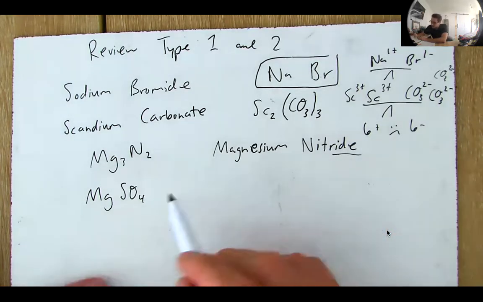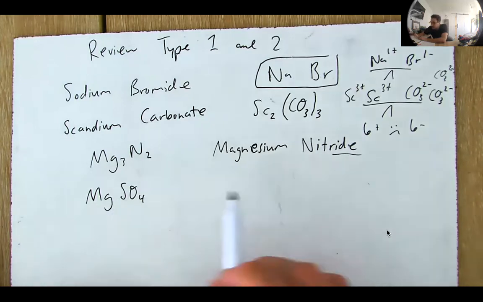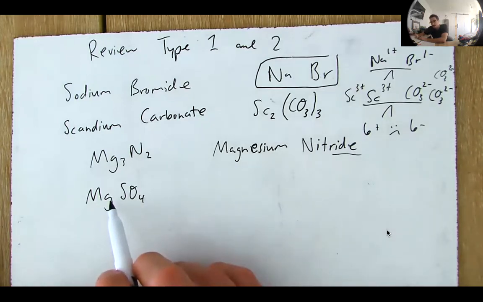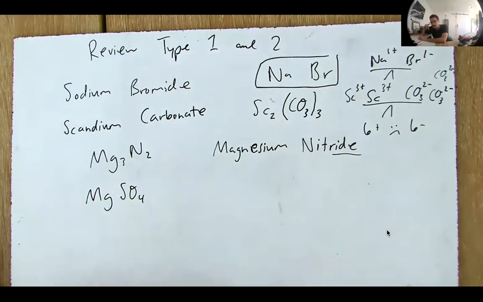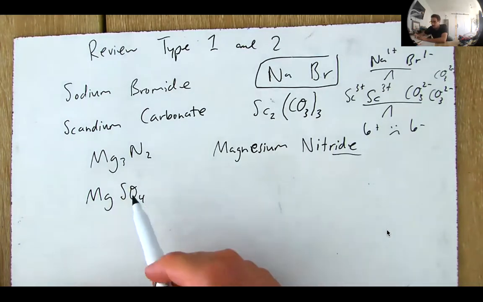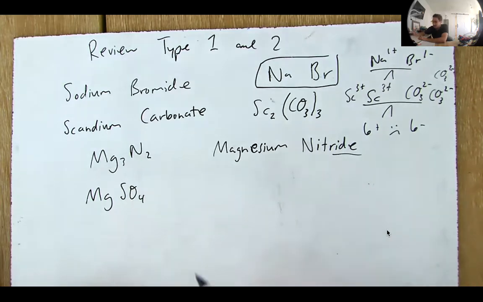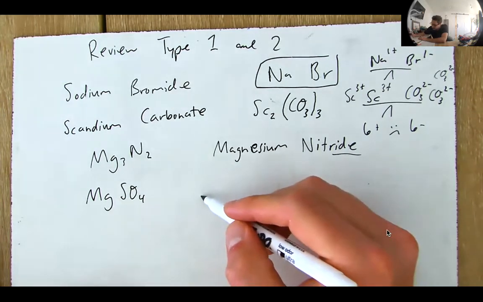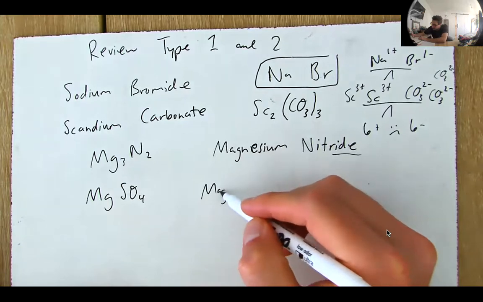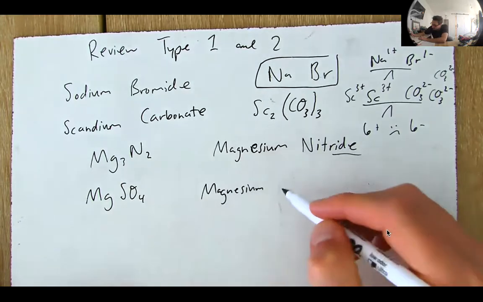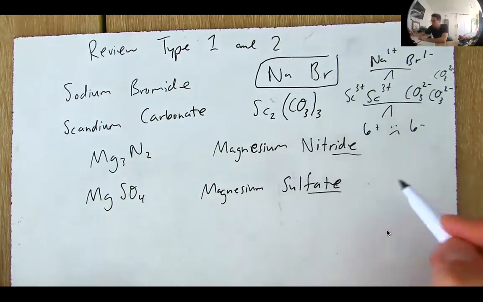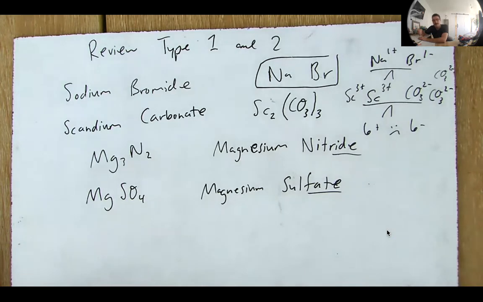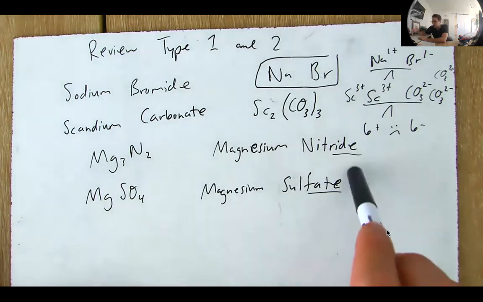The next one, we're going to go from formula to name. Is it binary? No, it's not. There are three different elements: magnesium, sulfur, and oxygen. So this is not binary. Rule number one says to name the metal. Rule number two says to name the polyatomic ion. How did I know the name? Well, you can look at that list of common polyatomic ions. If it's not on there, you can look it up on Google.